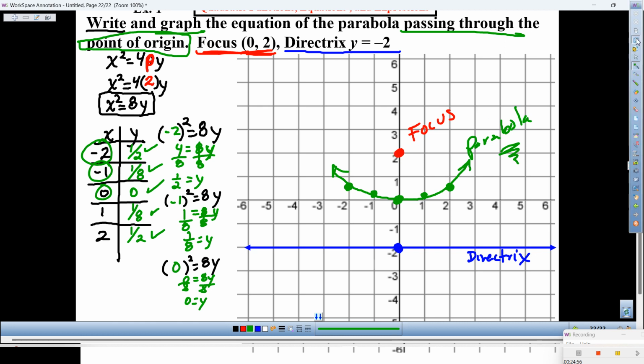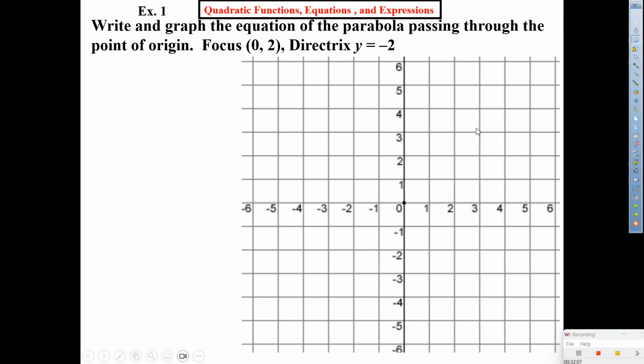So, let's do another one. Copy this one. Example 1Q. For this second one, you don't have to copy all the words. Just copy focus (0, 5), directrix y equals negative 5. Get a coordinate plane going.